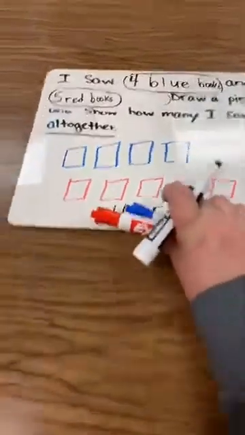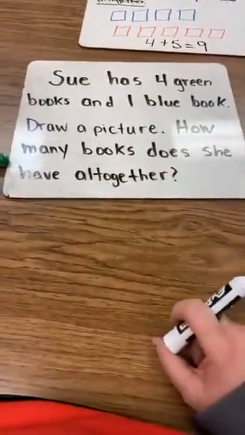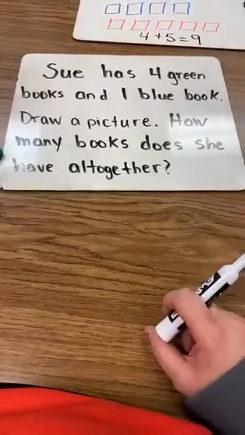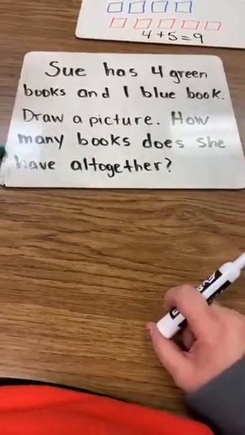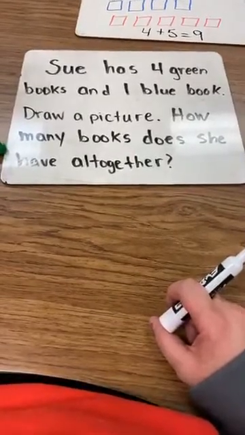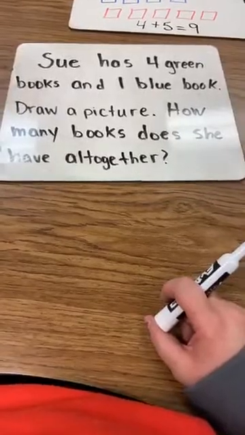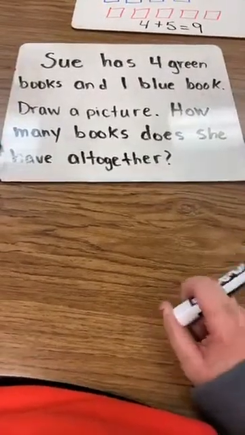Now, friends, today I want you to solve this problem. Can you solve this problem right here? Sue has 4 green books and 1 blue book. Draw a picture. How many books does she have all together? I want you to solve this problem doing exactly what we just did. You can use your crayons to draw it out.